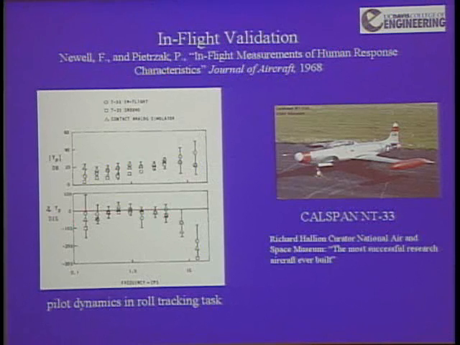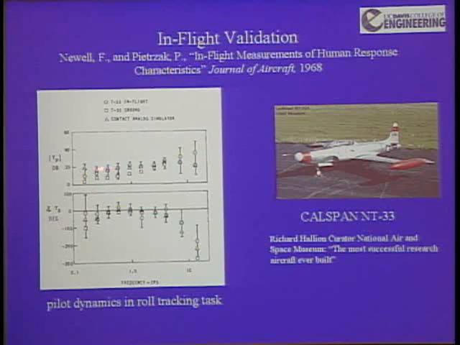The paper was written by Fred Newell of Calspan, that was Cornell Aeronautical Laboratories, and Paul Petchock, who was at Wright-Patterson. The airplane was the Calspan NT-33. It's a variable stability aircraft. There is a computer on board that can make the aircraft fly like a variety of other aircraft. Richard Hallion, the curator of the National Air and Space Museum, whom I heard speak a number of years ago, said this is the most successful research aircraft that's ever been built, and there's a lot of competition in there. It looks rather mundane, but it's now sitting at the museum in Wright-Patterson.